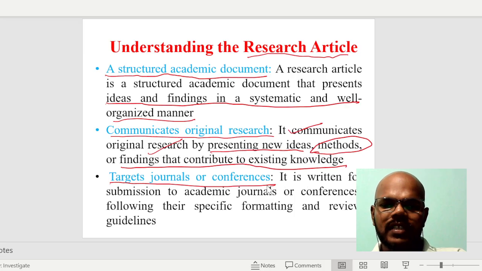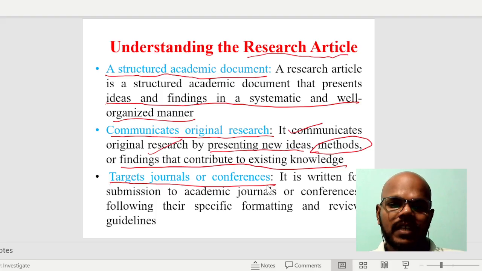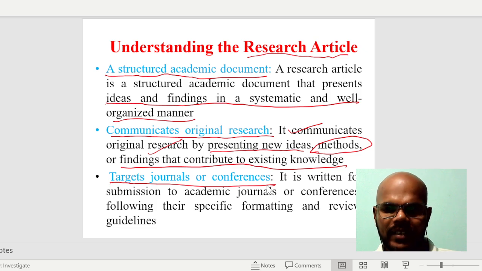So target journals and conferences. That means which type of venue you are targeting to publish your research work, whether it is a conference or a journal. Briefly, in a conference you are presenting some idea, whereas in a journal you have to show and present the evidence also. So I hope you understand the three key aspects about what a research article is.